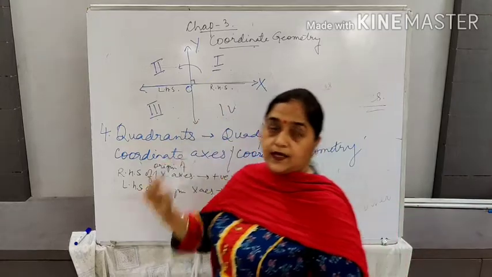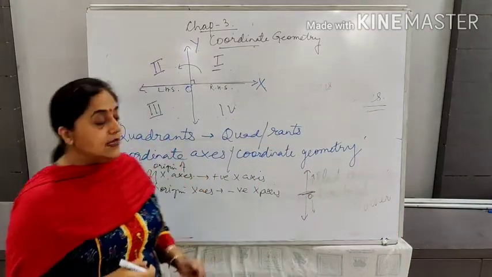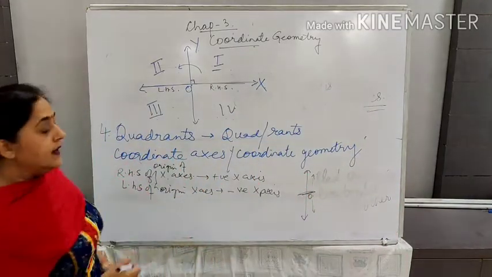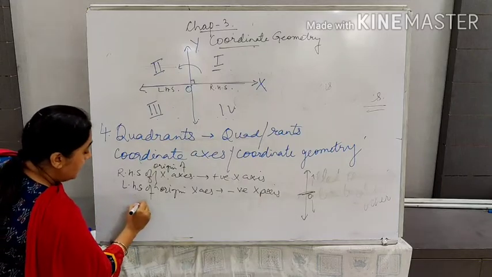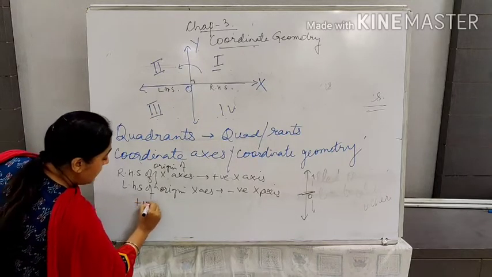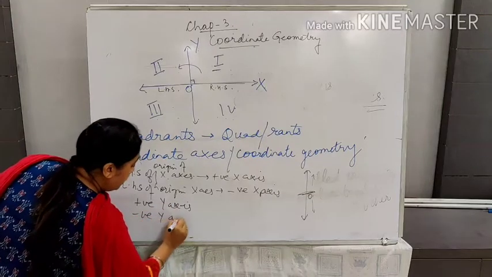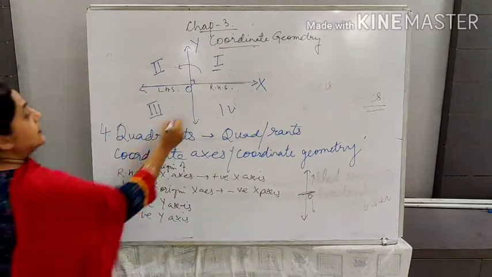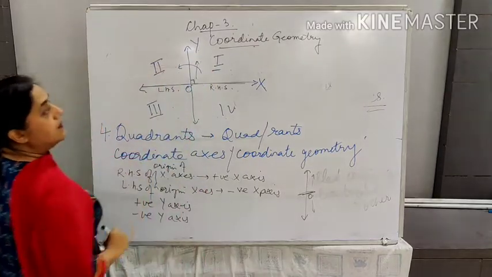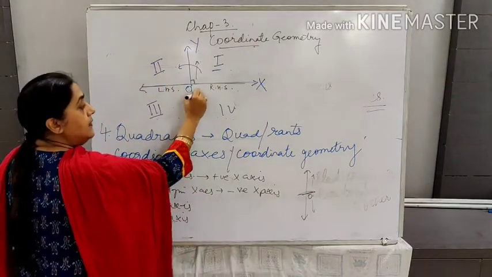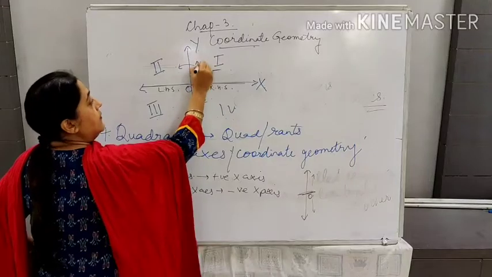So the upper part is called the positive y-axis and the lower one is called the negative y-axis. Which one is the positive? The upper part is the positive. And which one is the negative? This one is the negative.